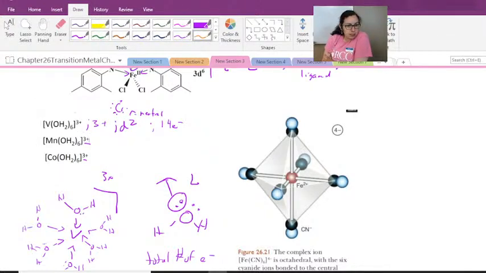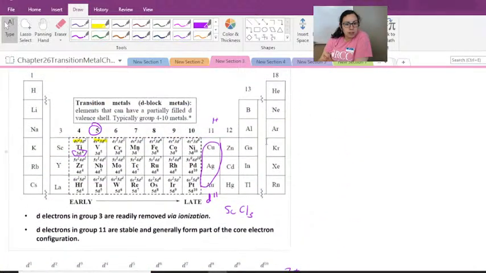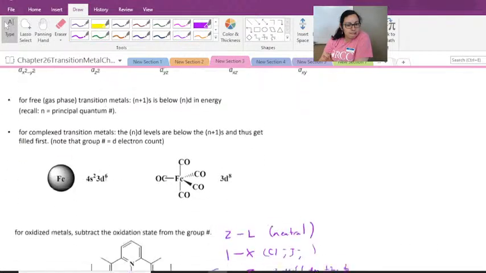So do we get a d count for manganese over here? D5. Yeah, D4. So make sure you start at D7 for manganese, and then it was 3+, so 1, 2, 3, so D4.